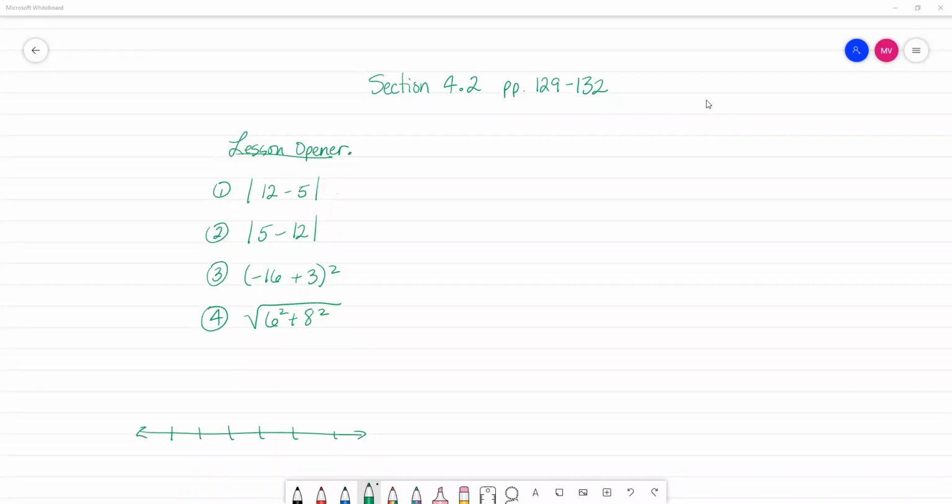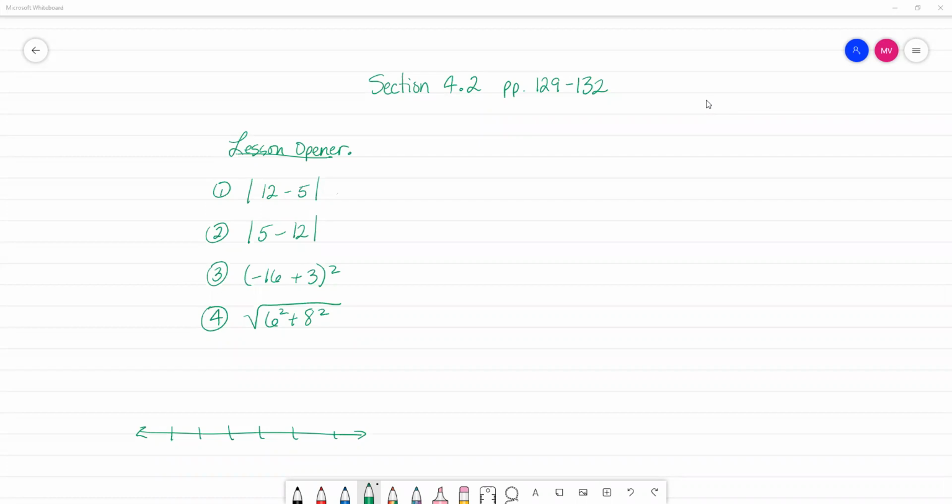Okay, so this video starts section 3.4. This lesson was for Monday, the 14th of February for geometry. So I'm starting with my lesson opener, which you're not going to have in your book, but you can jot these down if you want. Just a couple of things to look at and get a reminder of.